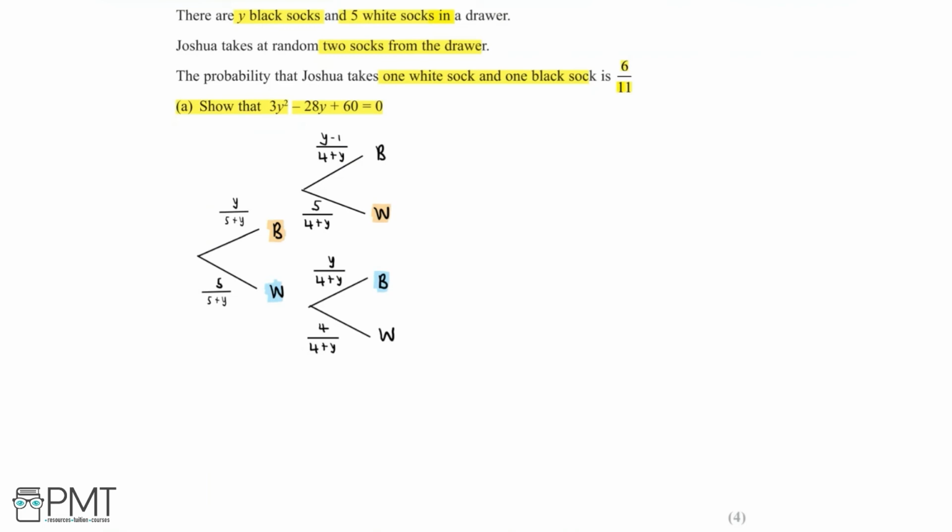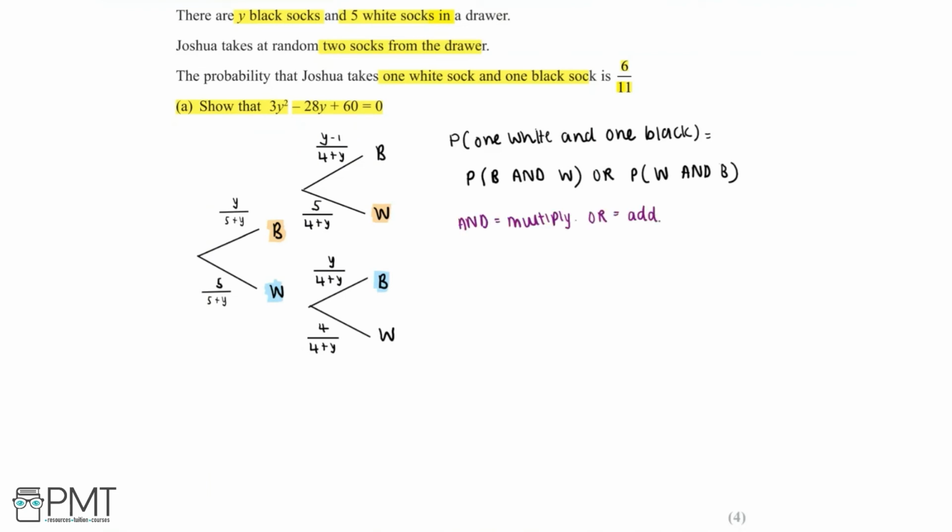And so we can say that the probability that Joshua takes 1 white sock and 1 black sock is equal to the probability that he takes black and then white, or white and then black. So as a general rule, when we work with tree diagrams, we multiply the probabilities when we have "and", and we add the probabilities when we have "or", which will make a little bit more sense once we do this question.